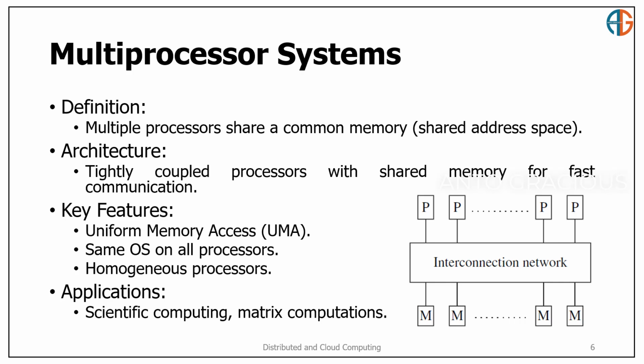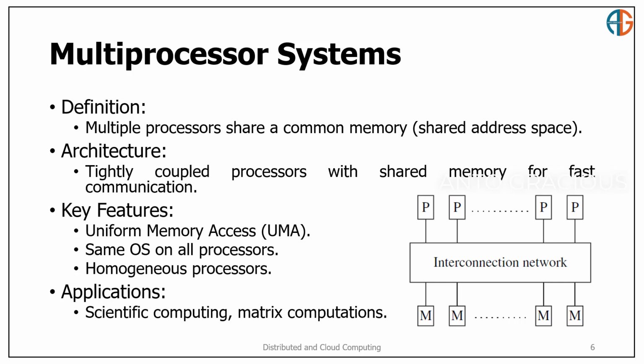Multiprocessor systems. In multiprocessor systems, multiple processors work together to process information faster by sharing a single memory space. This is known as shared memory architecture. Think of it like a group of people working on the same project using a shared whiteboard. Everyone can see and update the information in real time.